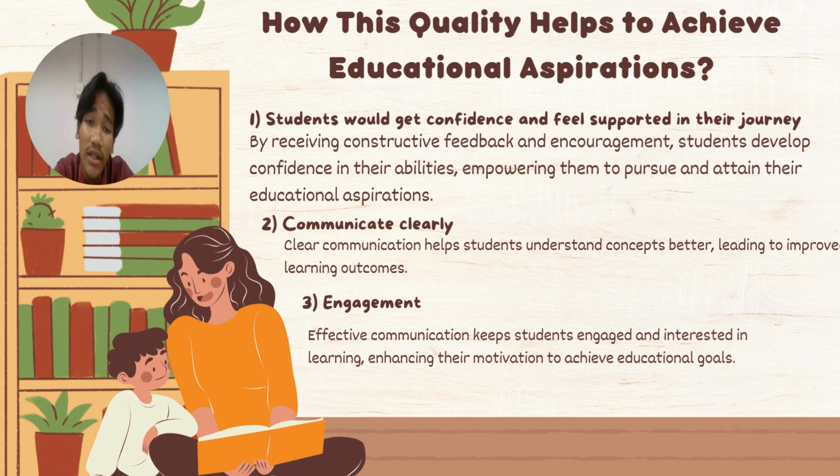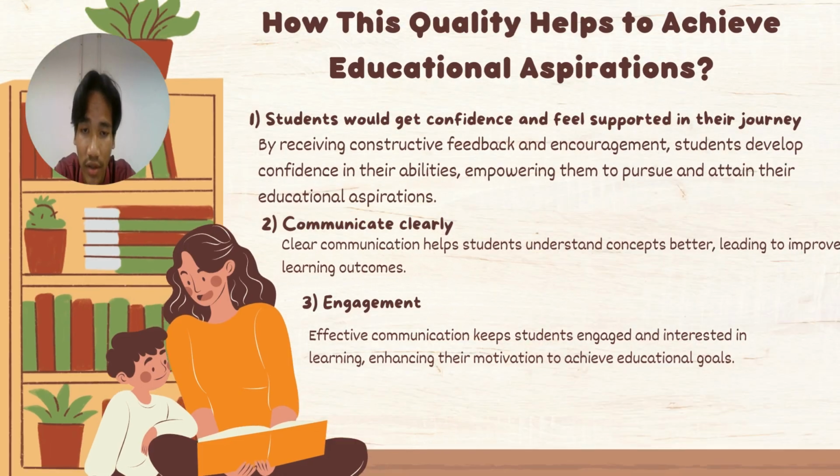Next, communicating clearly. By communicating clearly, it helps students to understand concepts better, leading to improved learning outcomes. And last but not least, engagement. Effectively communicating keeps students engaged and interested in learning, further enhancing their motivation to achieve educational goals. Now, all this adds up to make one goal clear, which is, yes, achieving educational aspirations.